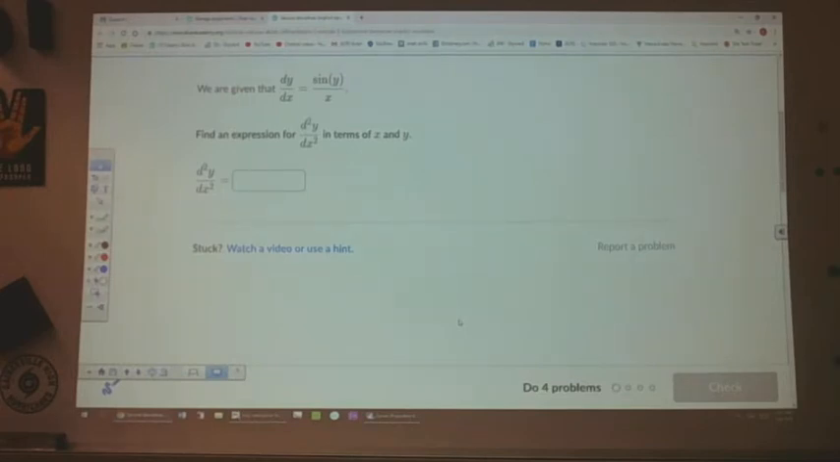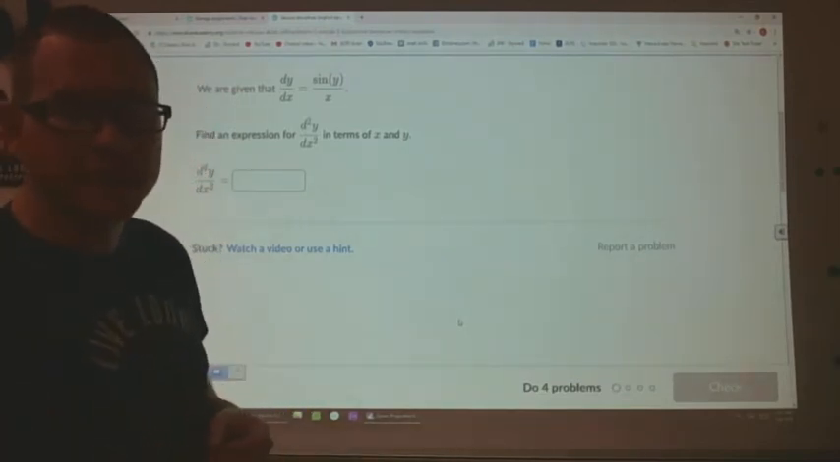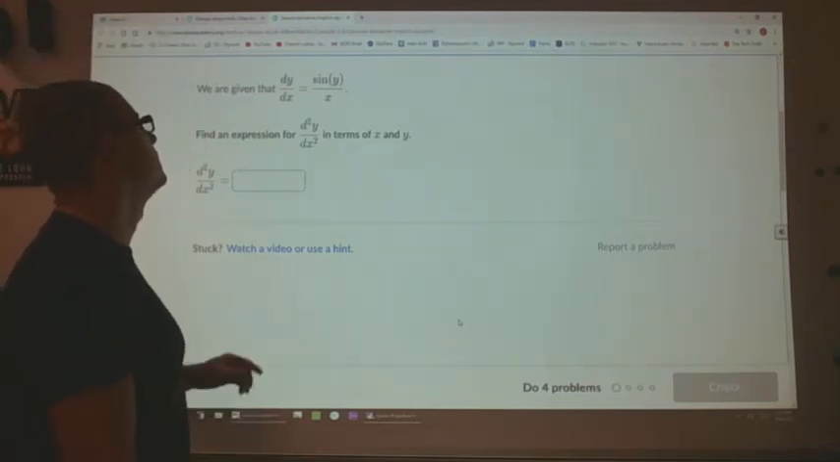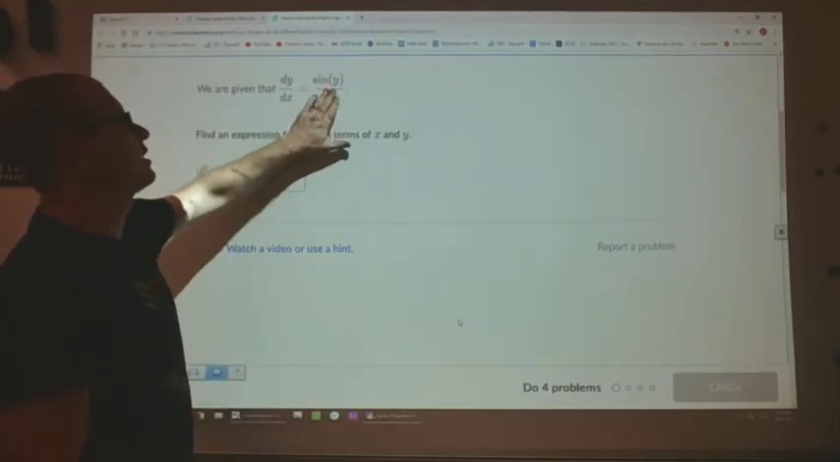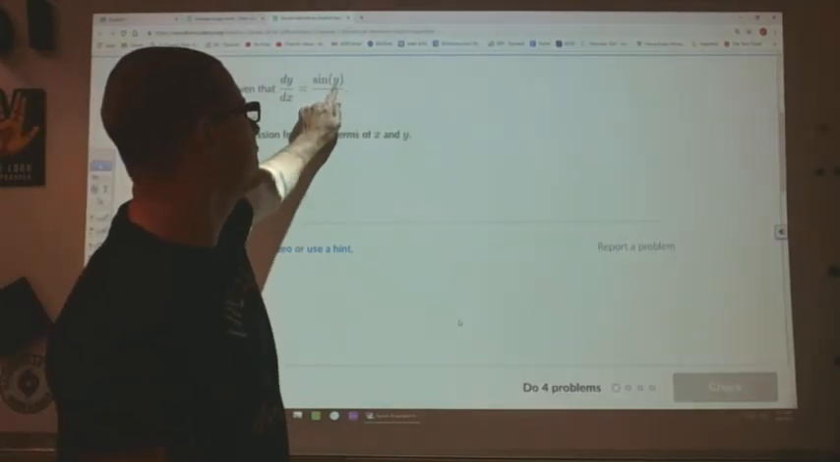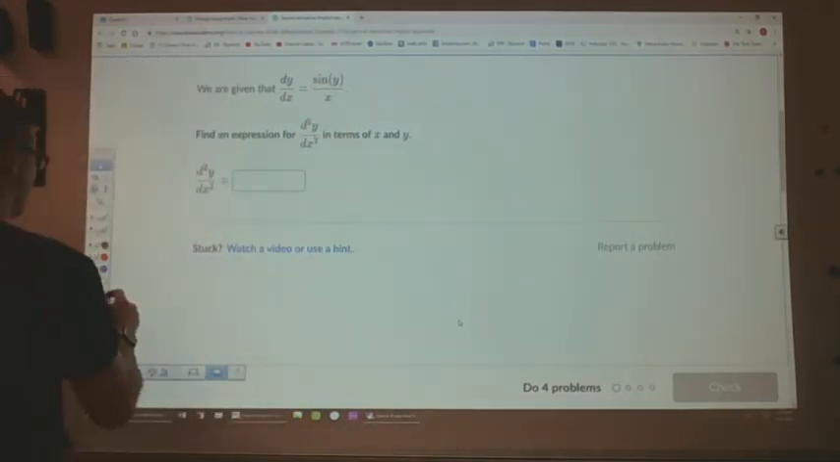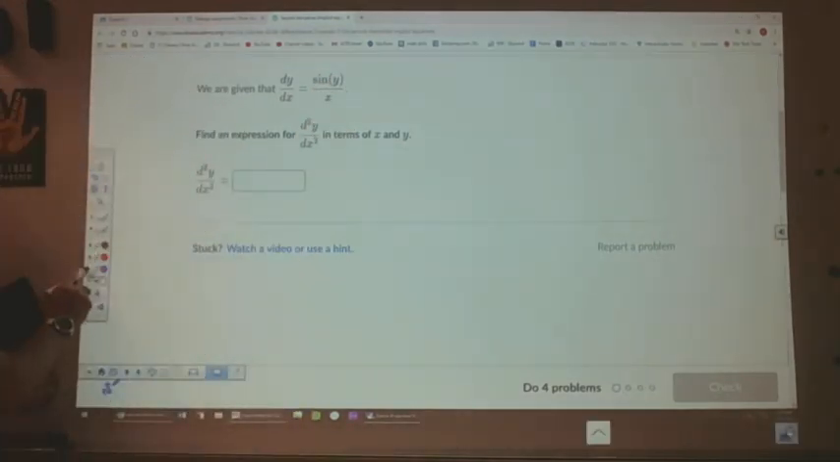Okay. So same idea. We want to take the second derivative, but now we've got expressions with y in them as well, which means when we take the derivative of this sine y, we're going to get a y prime as well. So let's see what this works out as.